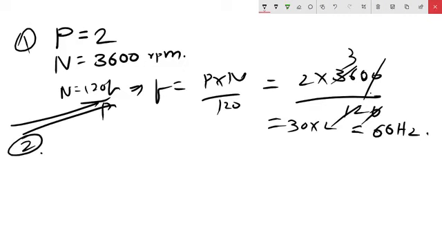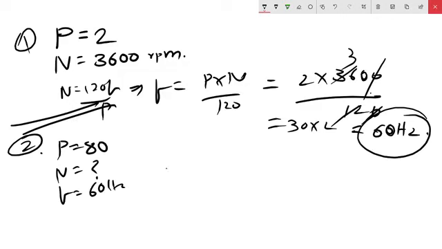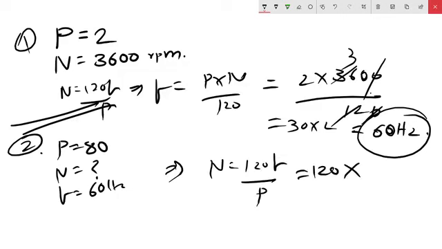They are asking, if the main propulsion motor has 80 poles, pole is equal to 80, what will be the propeller speed? They are asking the N value. The frequency value we already took as 60 Hertz. So from here if you calculate, N is equal to 120 F by P, which is 120, frequency is 60 and P is 80.